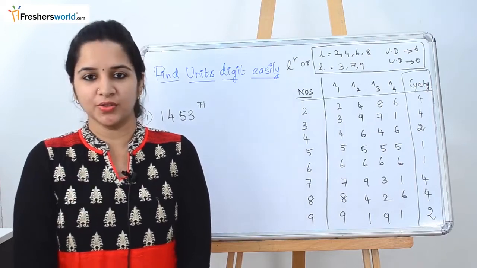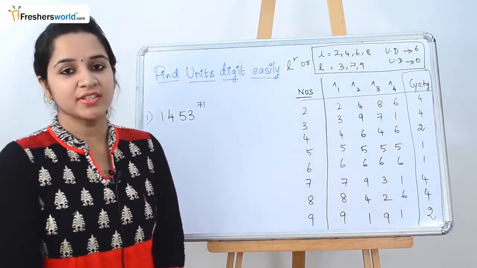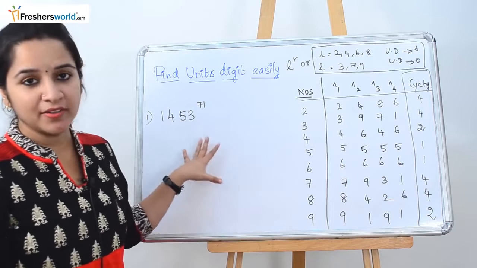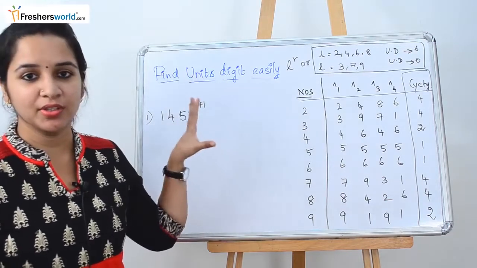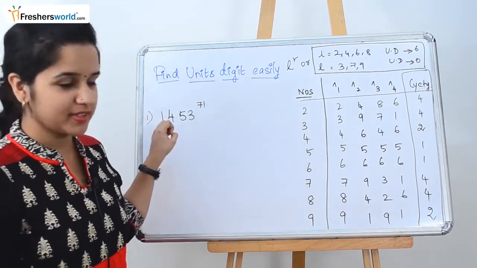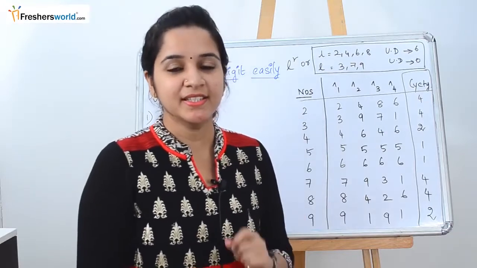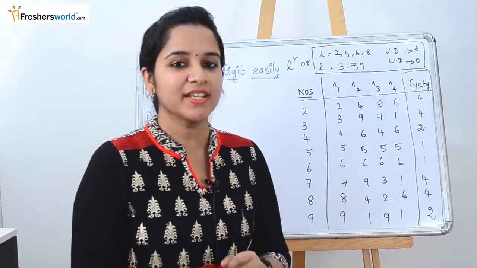The topic that we are going to look at now is finding the units digit easily. Before getting into solving the sums, there are certain things you should remember. So, the first thing is the cyclicity of the numbers. What is the cyclicity of the numbers?